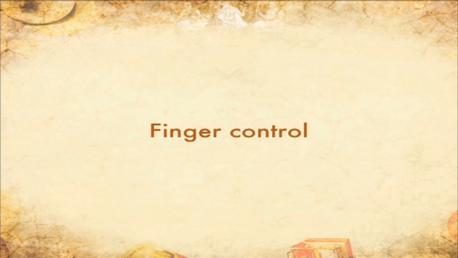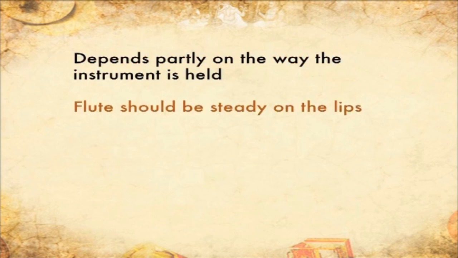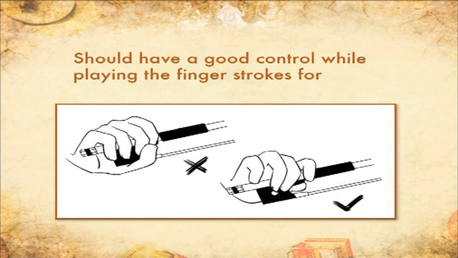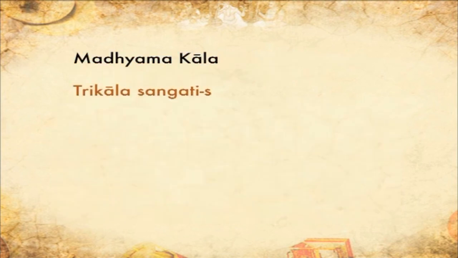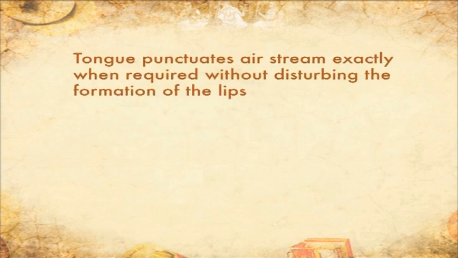Finger control. This depends partly on the way the instrument is held. The flute should be supported in such a way that it is quite steady on the lips and that there is little or no interference with the freedom in the action of the fingers or the thumb of the left hand. The flautist should have a good control while playing the finger strokes for Madhyamakalam and Trikalam Sangatis and cross-fingering techniques. Tonguing. The tongue punctuates the air stream exactly when required without disturbing the formation of the lips.